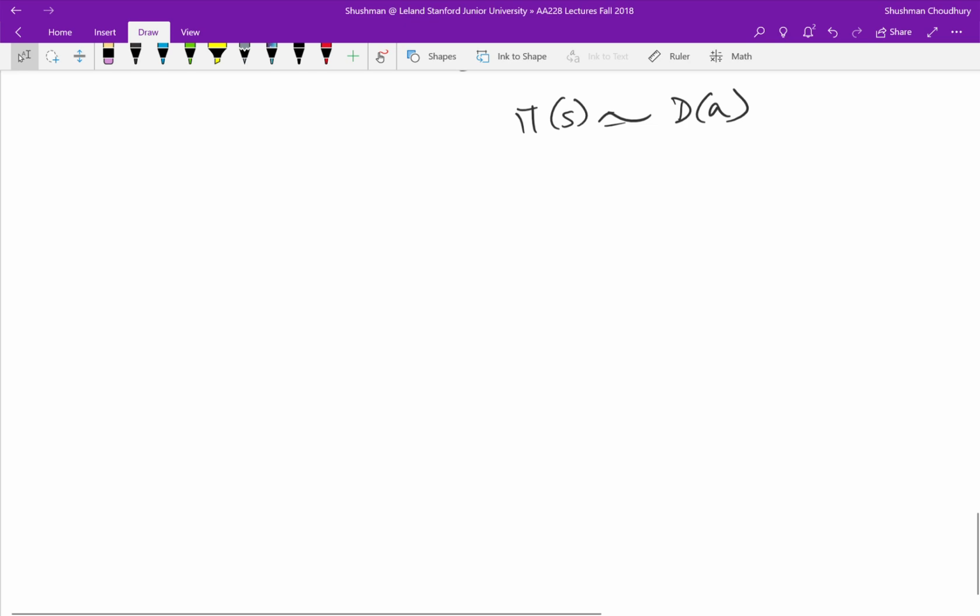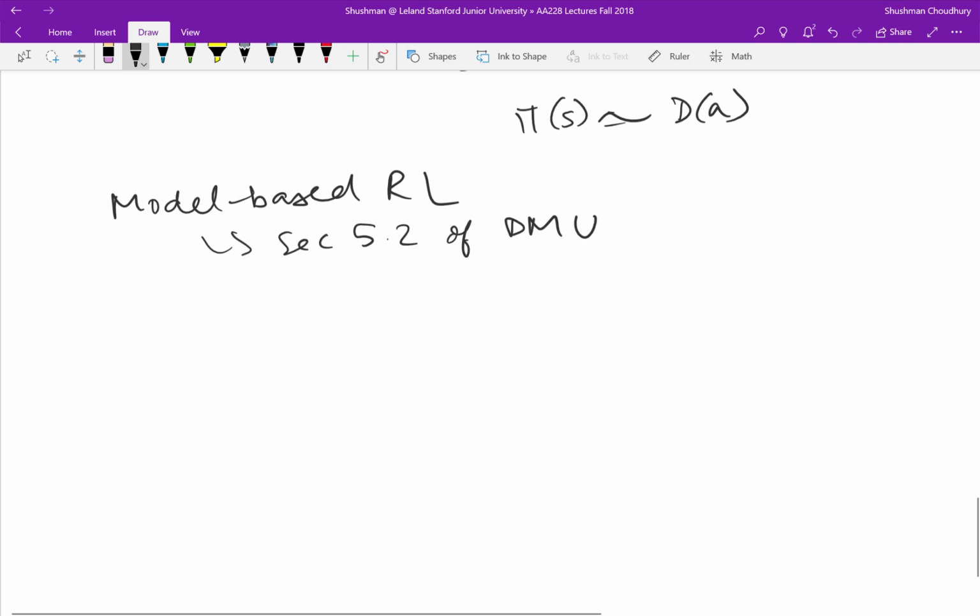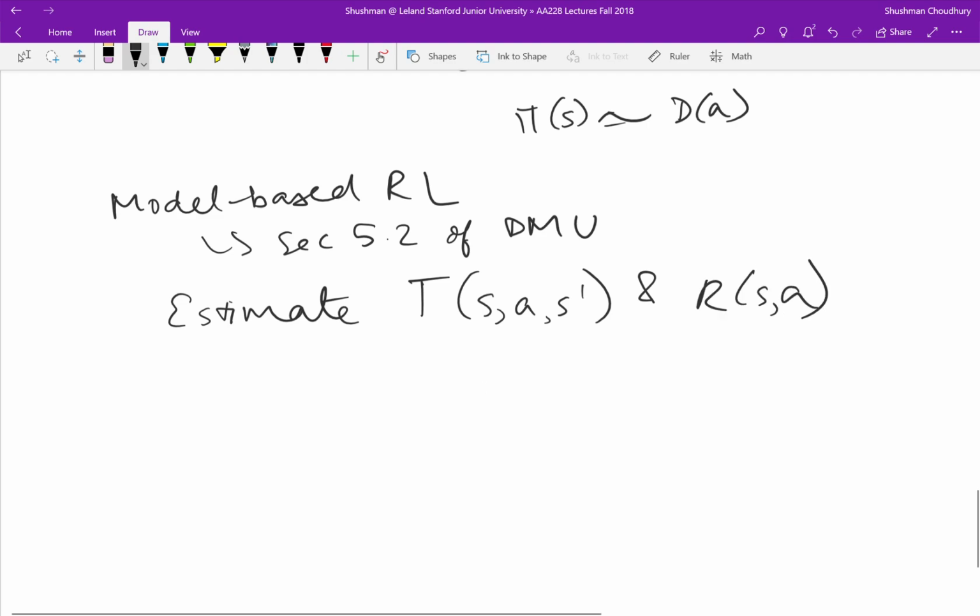Now, we have been given a lot of this data and we want to figure out a policy, right? First, let's try to do it the model-based RL. And for this, I want you to look along with section 5.2 of DMU. So the idea of model-based RL is to essentially estimate the transition functions and the reward function.